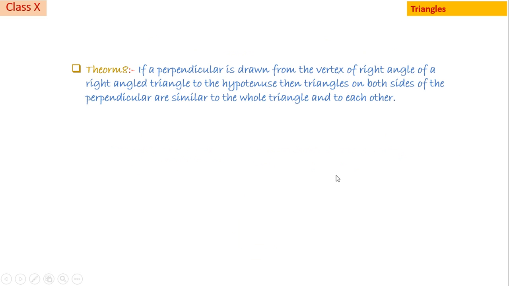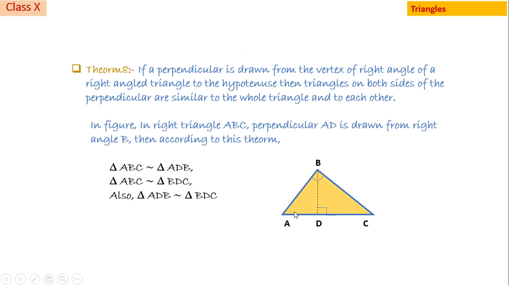Theorem 8. If a perpendicular is drawn from the vertex of a right angle triangle to the hypotenuse, then the triangles on both sides of the perpendicular are similar to the whole triangle and to each other. Consider triangle ABC, right angle at B. Then if we draw a perpendicular from vertex B on the hypotenuse AC, then this perpendicular BD divides triangle ABC in two triangles which are similar to each other as well as to the bigger triangle ABC. So it implies that triangle ABC is similar to triangle ADB, which is also similar to triangle BDC.